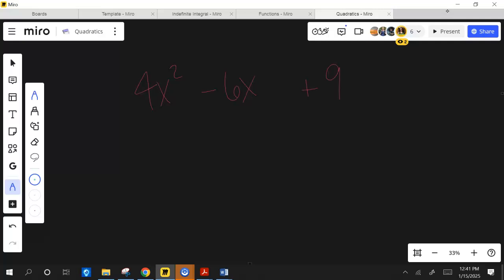What's the square root of the first one? 2x. What's the square root of the last one? If you multiply those together, what do you get? If you double that, what do you get? 12. Is this a perfect square trinomial? No, it's not. What needs to be in the middle to make it? This needs to be a 12, and now it is a perfect square trinomial. Do you see? Okay.